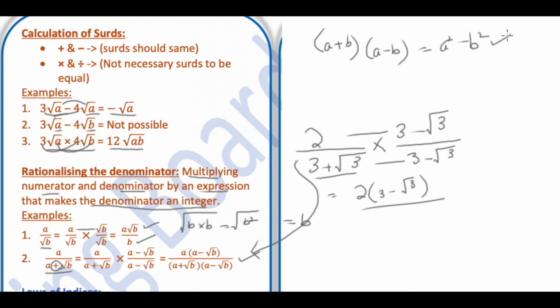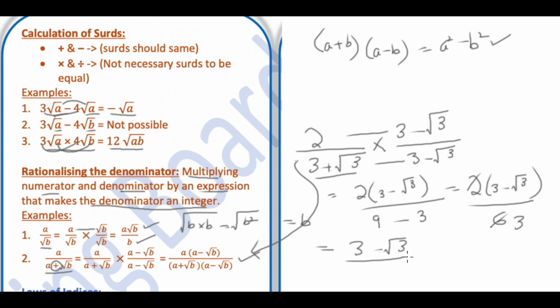So I am using this formula, but you can also multiply the two expressions, first with the first, first with the second, second with the first and then second with the second. So I'm using this formula here. You will get a squared, meaning 3 squared, 9, and then minus b squared, meaning under root 3 squared, which is 3, so you get 6. Then 2 times 3 minus under root 3 divided by 6. And now you can divide 2 by 6. So 2 times 3 is 6, so you will get 3 here, and then you will get 3 minus under root 3 divided by 3.